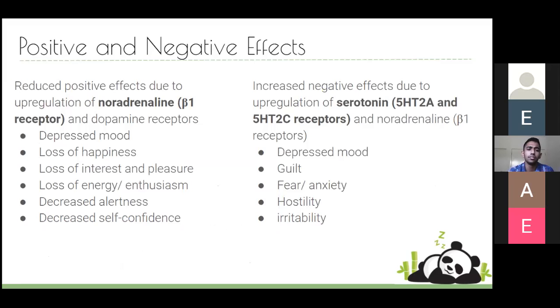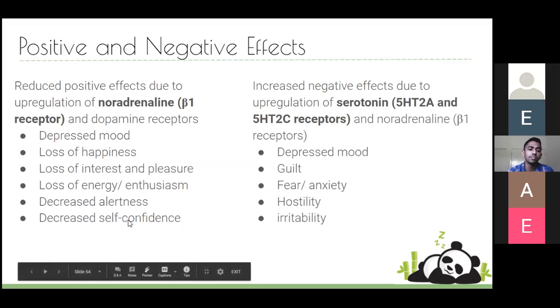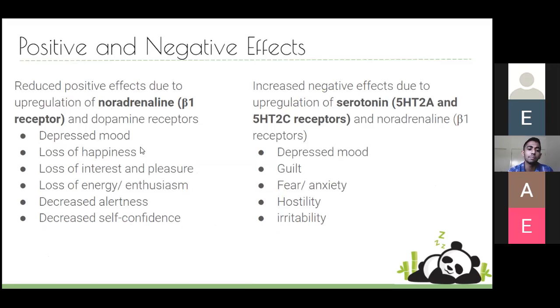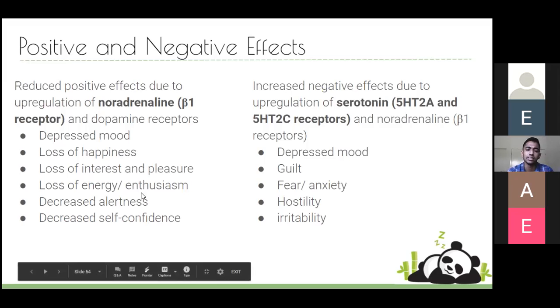So positive and negative effects in depression are kind of associated with specific receptors in general and specific monoamines. So our positive effects are mainly associated with noradrenaline. And so we get less of these positive effects in depression. So happiness, or like less of all the good stuff, basically. So bad mood, loss of happiness, loss of interest, loss of energy, and self-confidence and things like that.